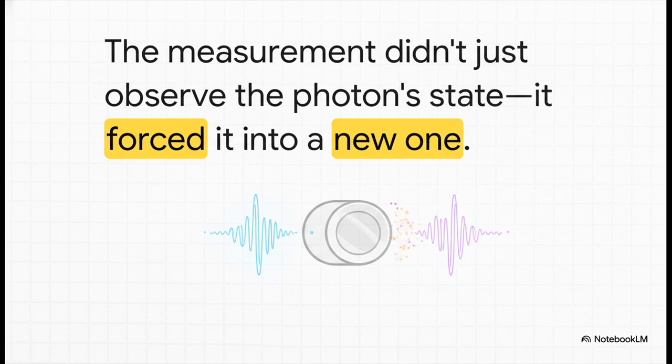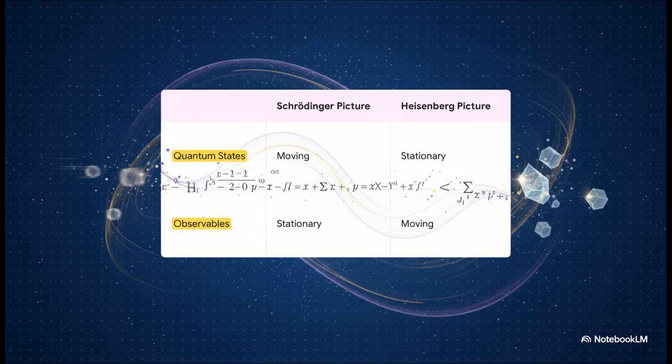In the quantum world, observation isn't a passive act. It's an interaction that fundamentally changes reality. And what's really interesting is that there isn't just one single way to describe this bizarre reality. Physicists have different mathematical models, like the Schrödinger picture and the Heisenberg picture.